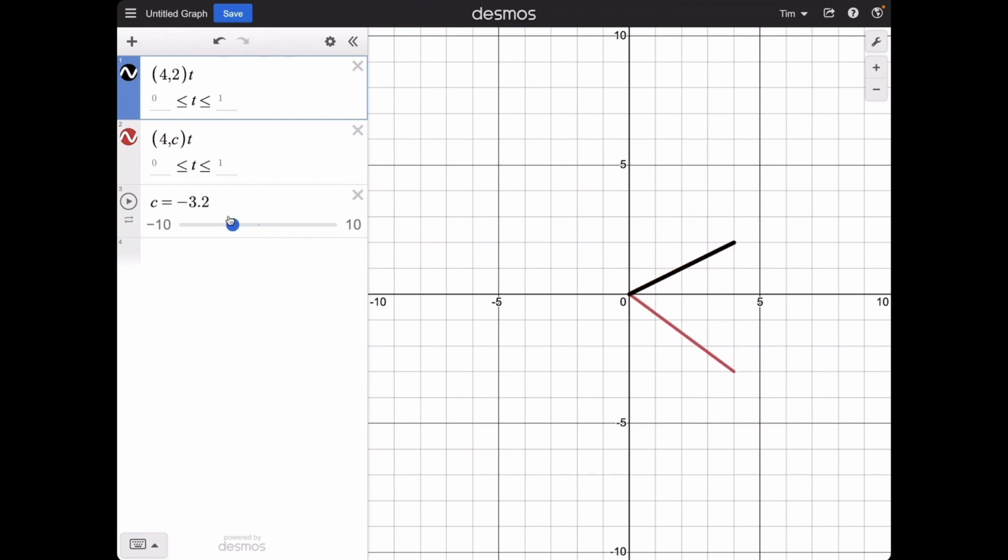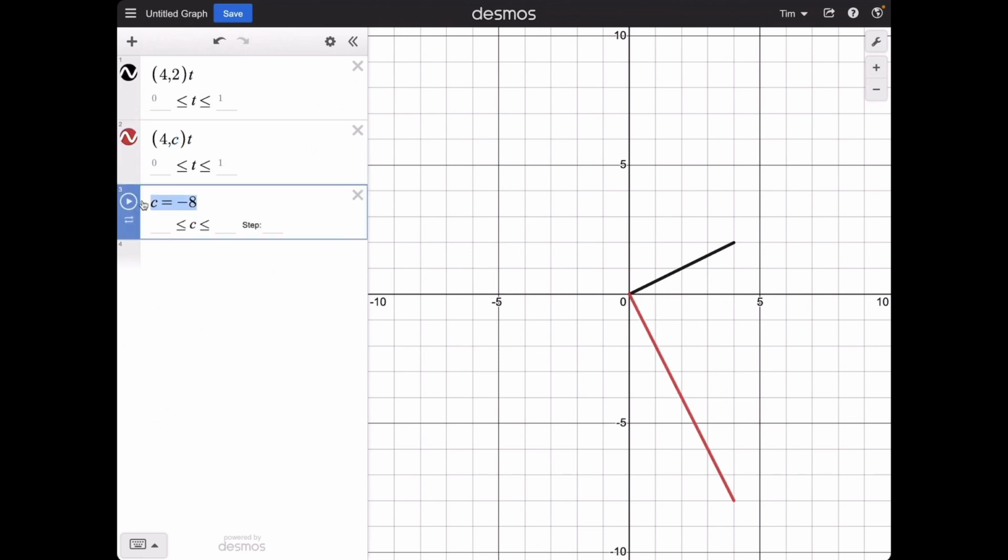Oh, look at the angle. It's looking closer and closer to 90 degrees. Right about there, looks like we have a 90-degree angle. So I'm going to guess that if c equals negative 8, I'll get a 90-degree angle. Let's confirm that algebraically.